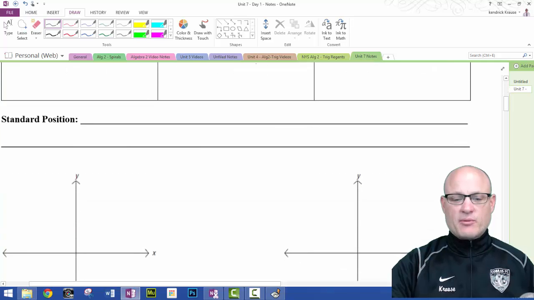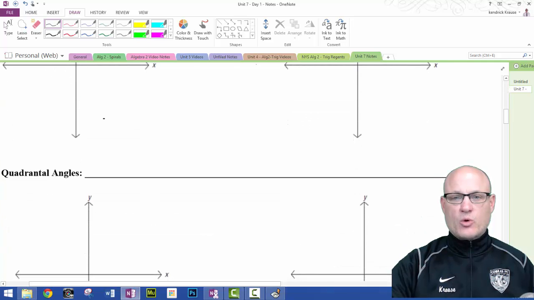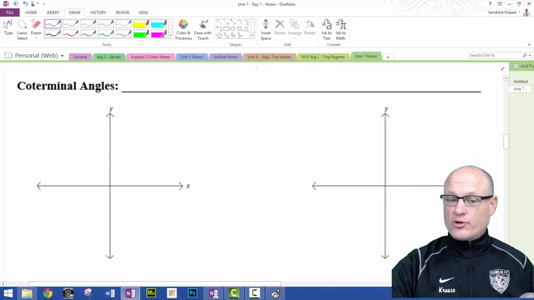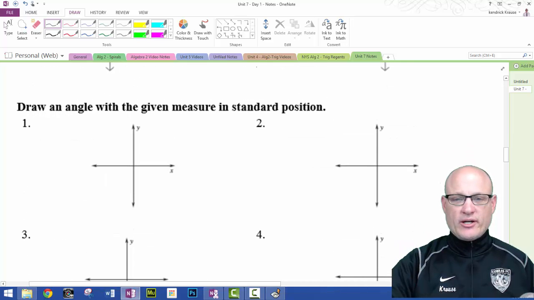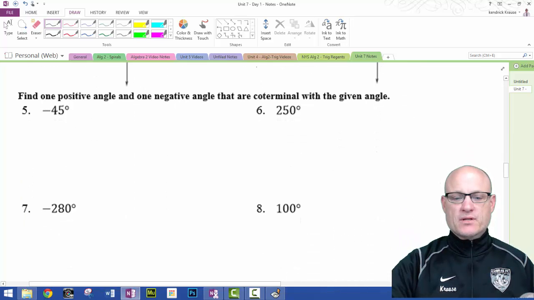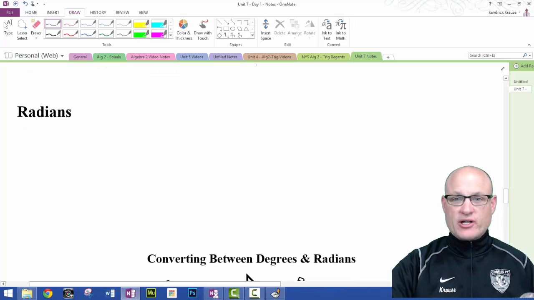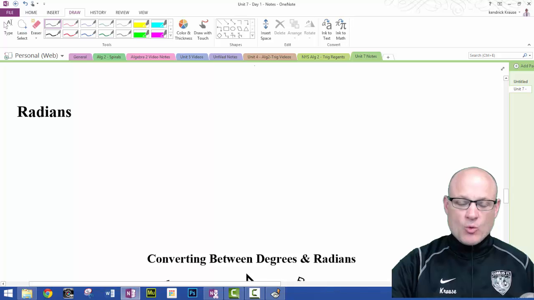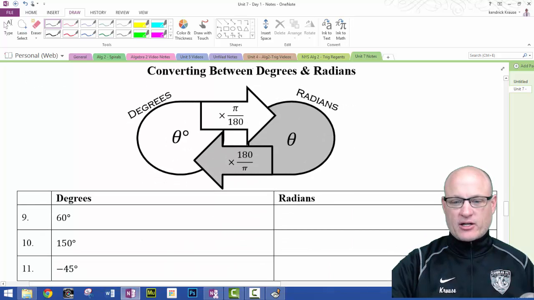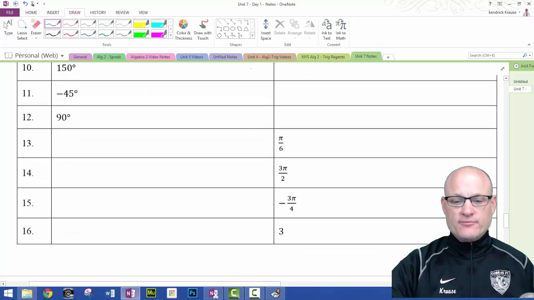Crazy. We'll talk about standard position. We will talk about quadrantal angles. We will talk about coterminal angles. We will do a little bit of practice. I'll have a link at the bottom where you can download the notes as well, somewhere. I'm not sure where. We will talk about how to convert from decimals to degrees, minutes, and seconds, and back. Talk about this mysterious thing called radians and how to use them, where they come from and how to use them. We'll talk about how to convert them from degrees to radians and from radians to degrees.